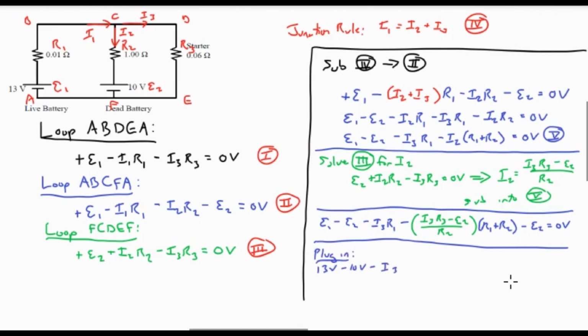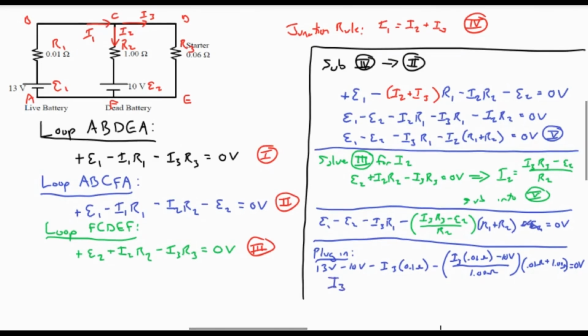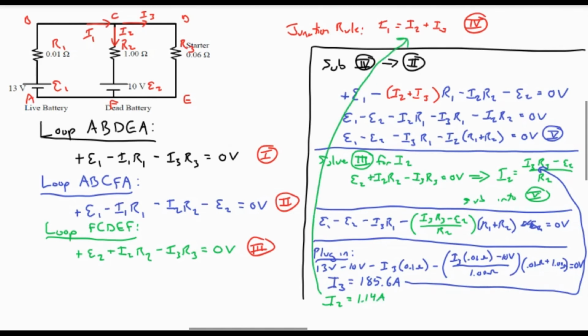The voltage terms end up combining, and we get it divided by 1, so except for its unit, that just goes away. And I have a typo in the previous line, so let's kill that. With all our numbers, we find I3 equals 185.6 amps, which we can plug into equation 3 to get I2 equals 1.14 amps. And now we can plug I2 and I3 into the junction rule to get I1 is 187 amps.